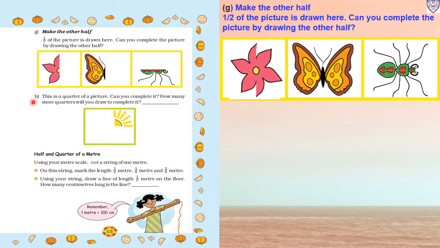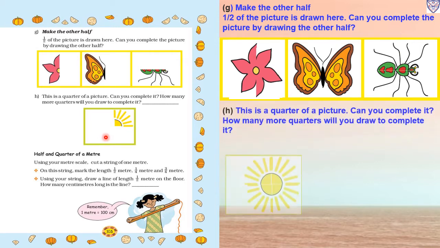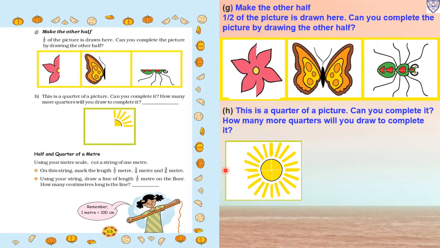Now H, this is a quarter of a picture. Can you complete it? How many more quarters will you draw to complete it? So here only the sun's quarter part is given, so we have to draw the rest of the part. So it will take how many parts now? 1, 2, 3. So to complete the picture, 3 more quarters are required.